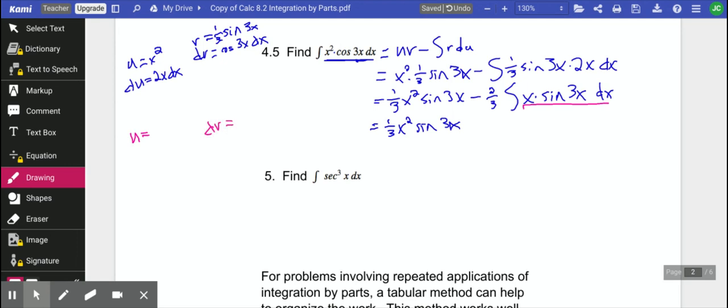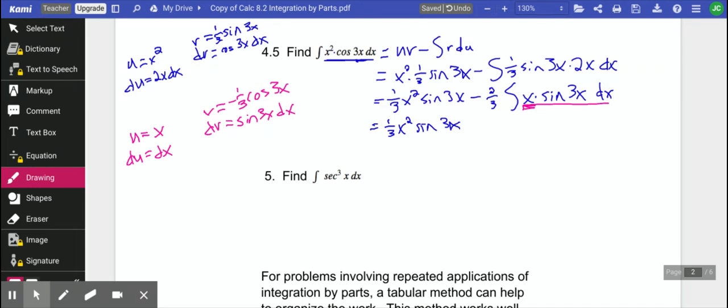We want to pick u as the part of it that gets simpler when we take the derivative. So definitely x for that. So the derivative of u is just going to be dx. And that means the rest of it has to be dv. So we get sine 3x dx. So that's going to make v negative cosine 3x. And then with the 3, we have to account for that. So I think negative 1/3. That looks good, right? Yeah.